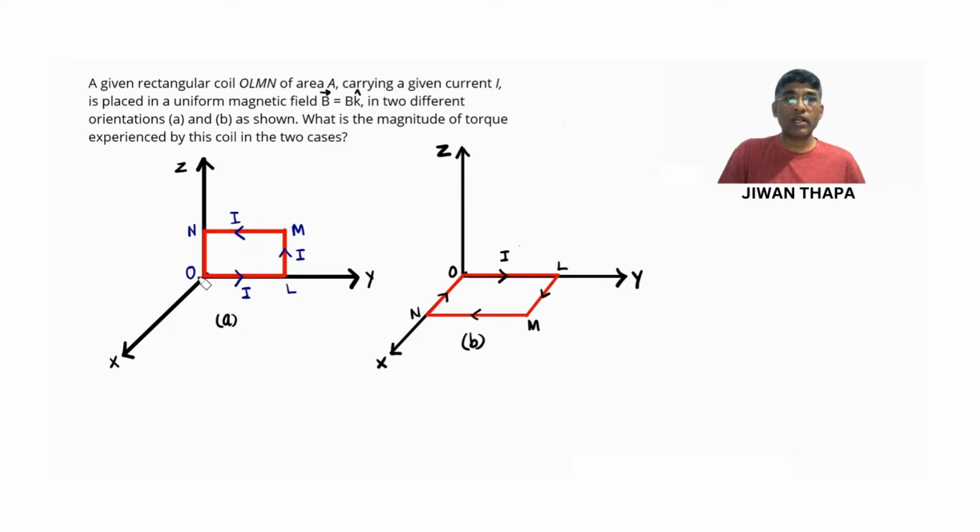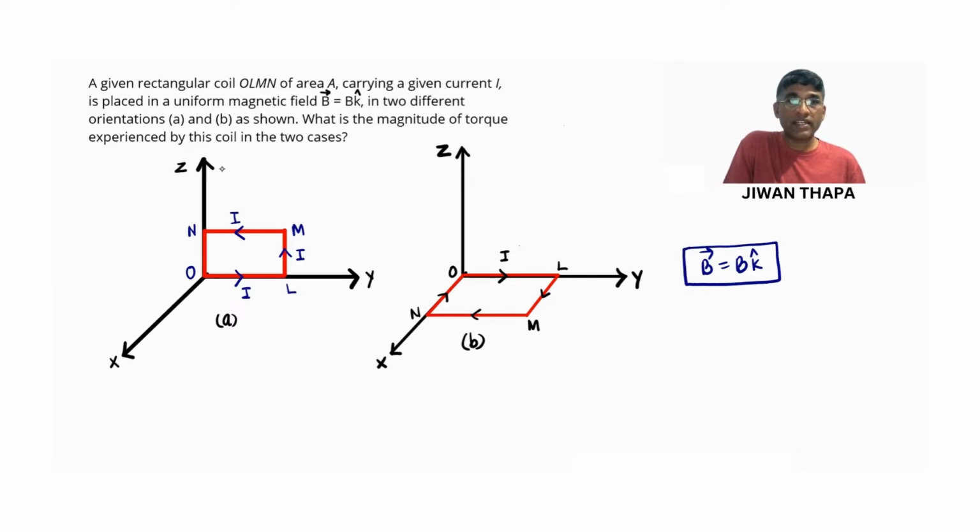So we have rectangular coil OLMN in figure A and figure B, and the area of the coil is A in magnitude, and the coil is carrying current I. So we can see the direction of current is anticlockwise in figure A, whereas the direction of current in figure B is in clockwise direction, and the rectangular coil is placed in a uniform magnetic field vector B acting along positive Z axis, because we have vector B equals magnitude of B, that is magnetic field, times unit vector k cap acting along positive Z axis.